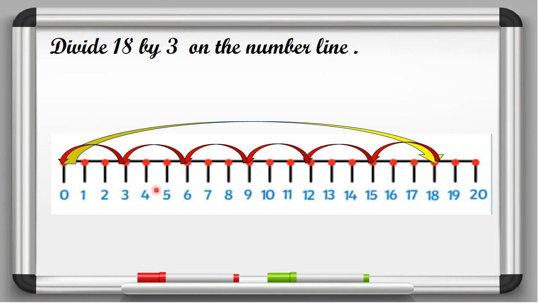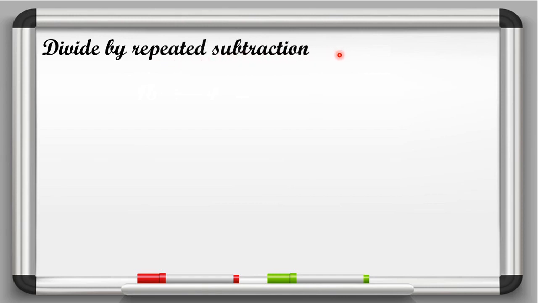Okay, beta? So how many groups we have made from it? 1, 2, 3, 4, 5, 6. Okay. So how we can write it? That 18 divided by 3 is equal to 6. Understood, beta? Now the next one is divide by repeated subtraction method.